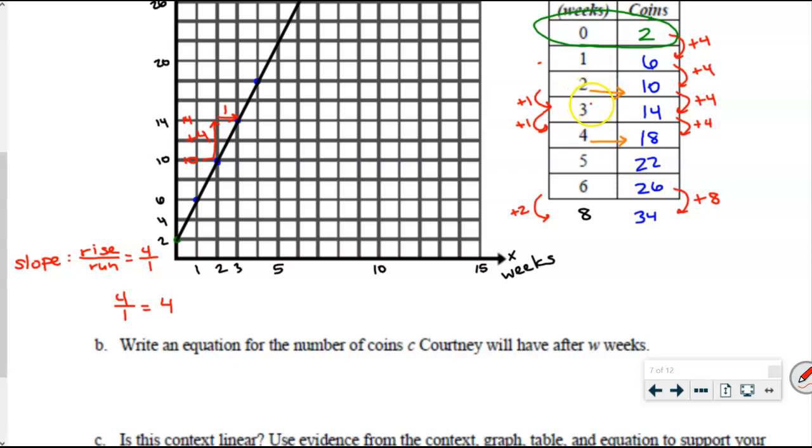The week multiplied by how many coins is she collecting each week? 4. Let's skip ahead. 5 weeks. She's been collecting coins for a long time, right? So how many coins has she collected so far? How many coins has she collected after 5 weeks? 4 here, 4 here, 4 here, 4 here. How many in 5 weeks has she collected?